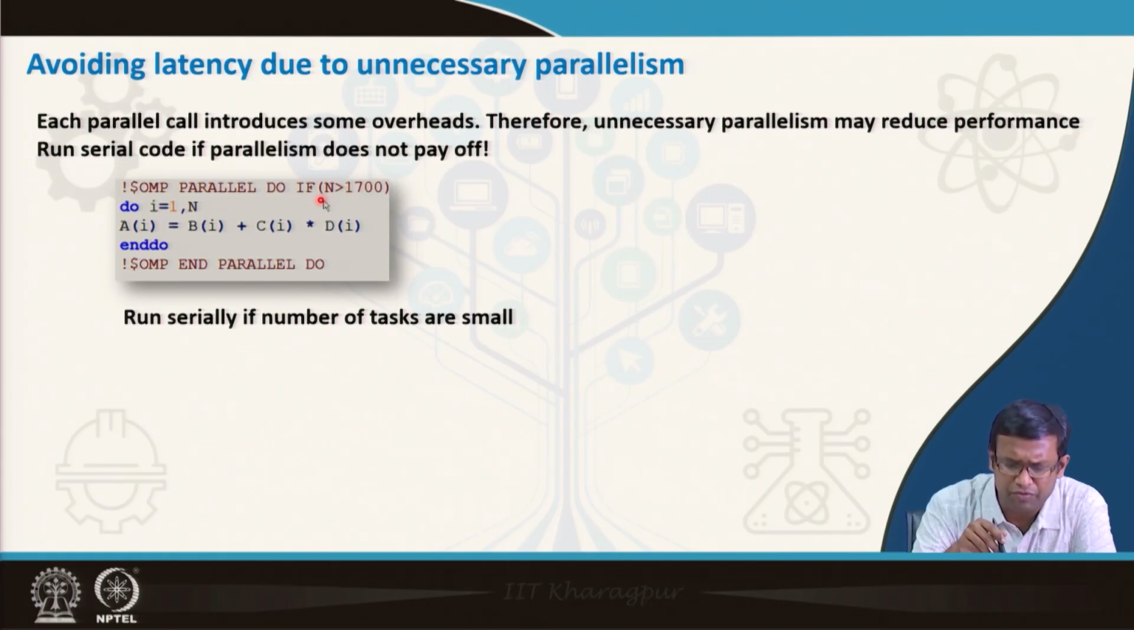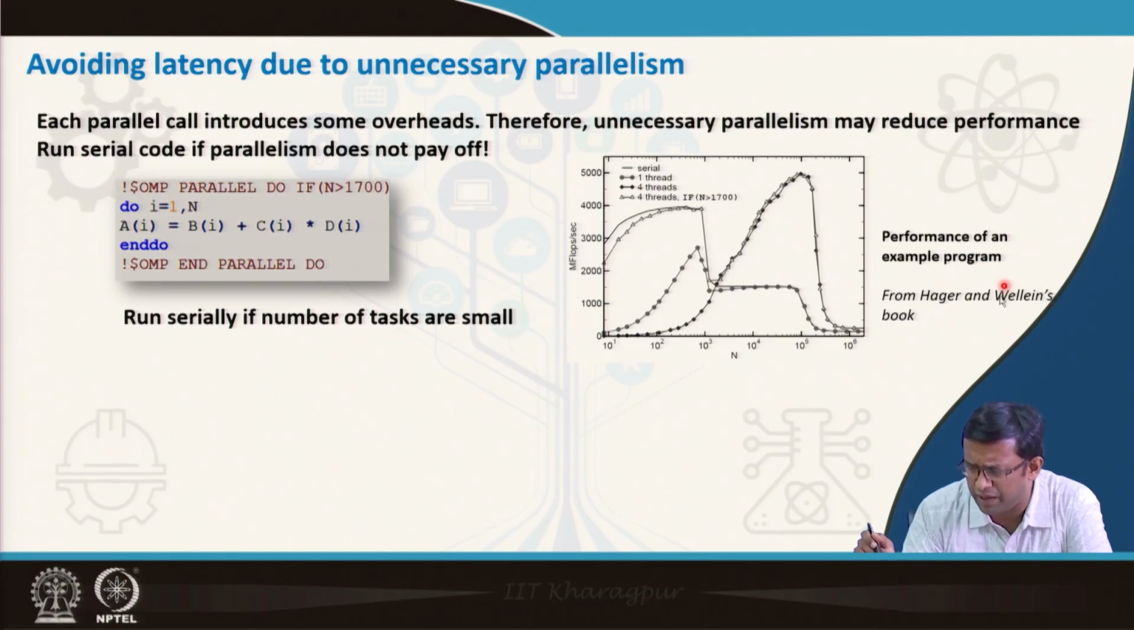But say if the number n is less than 1700, then this parallel loop will not be executed. Then this job will be executed as a serial process. If the number is more than 1700, only then will multiple threads be launched, and different threads will take part of different iterations.